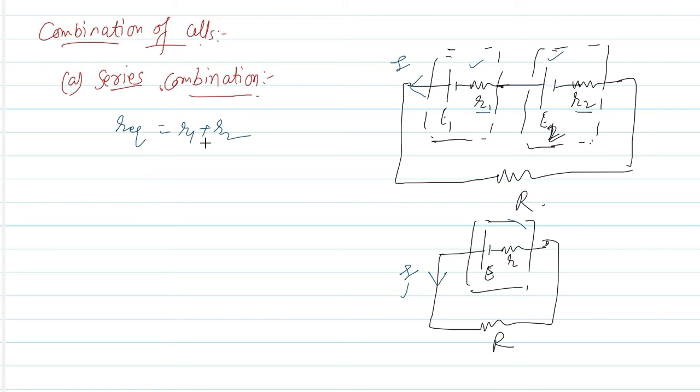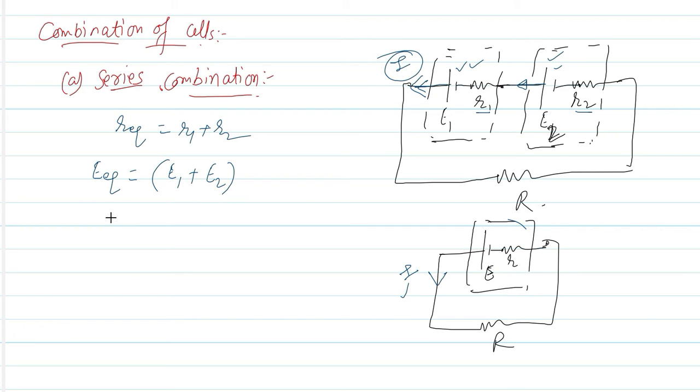So R equivalent is what? R1 plus R2, in this case series combination. And how to find E equivalent? This is very easy, students. You can see from this circuit that both the cells are supporting each other. This cell is driving some current I, this cell is also driving the same current, and the total current is I, right? So both are supporting each other, so the total equivalent will become E1 plus E2, right, students?